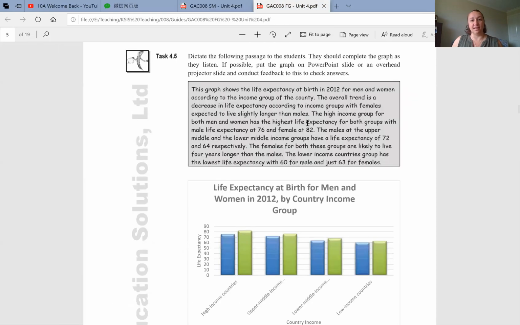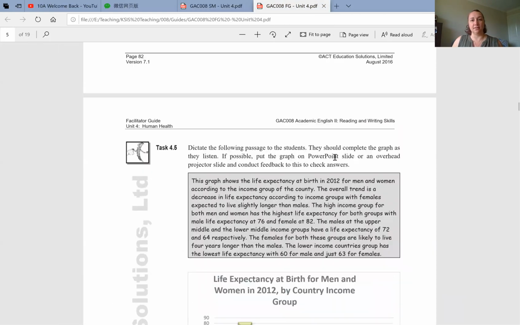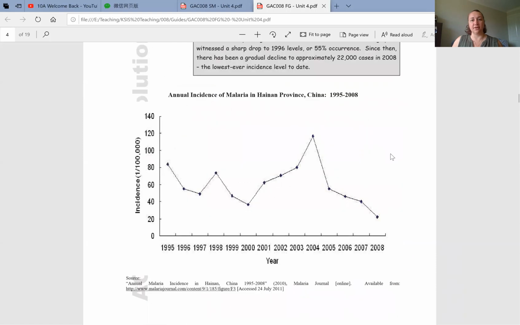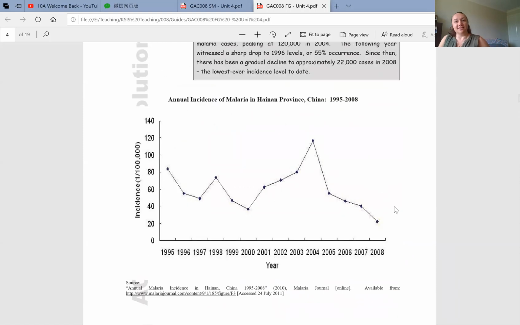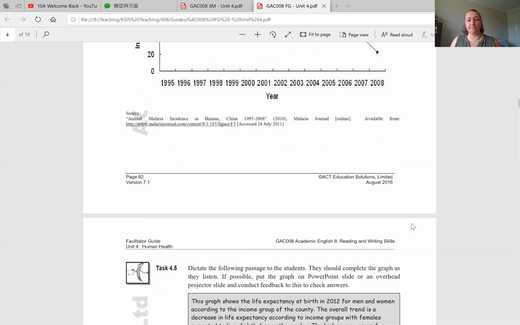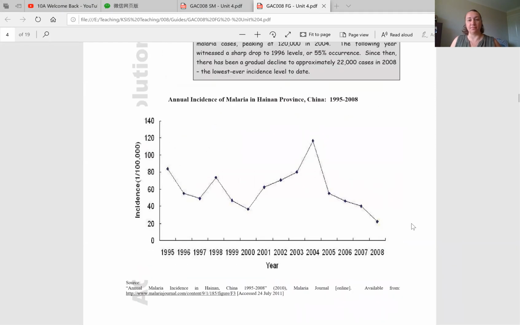Okay, and let's have a look at what it should have looked like. Look up on the screen and you can see that hopefully your graph looks very similar to this. If not, we've got big problems and we'll have to start all over again.